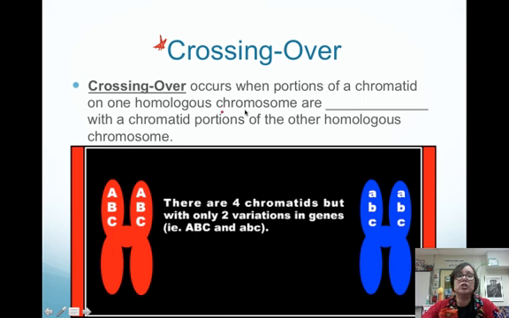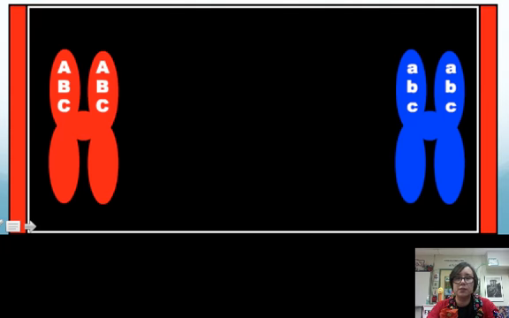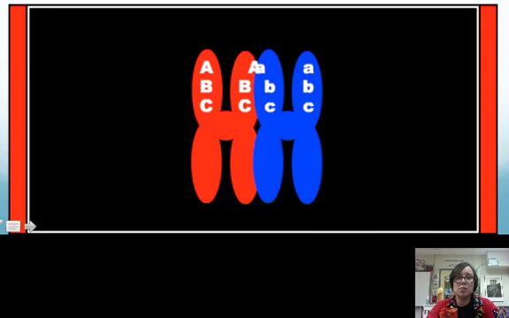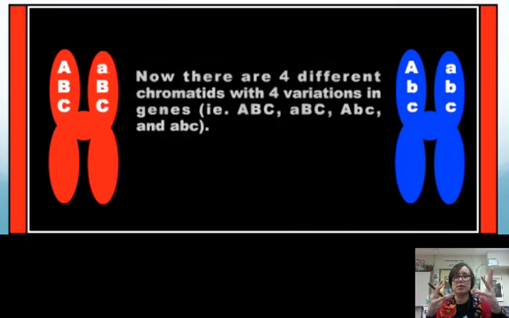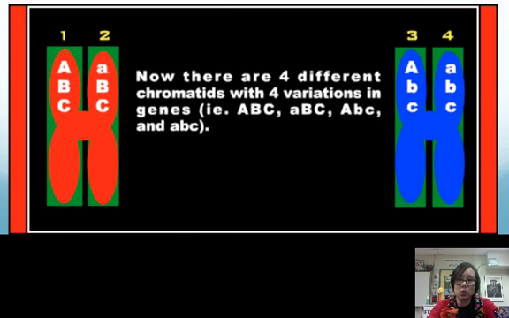It occurs when portions of the chromatids on our homologous chromosomes are swapped with a chromatid portion of another homologous chromosome. So here's what it looks like. Here are two homologous chromosomes. They're going to swap out pieces. And when they swap out pieces, they're no longer genetically identical to one another.